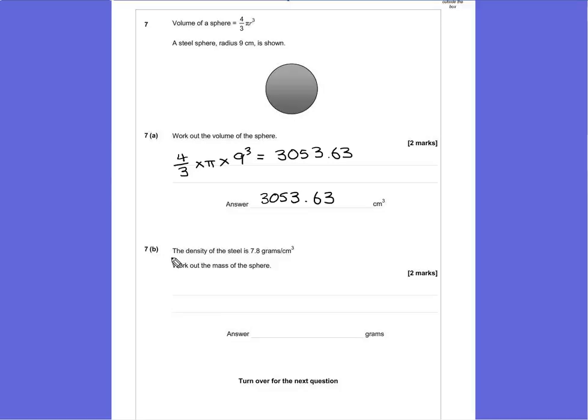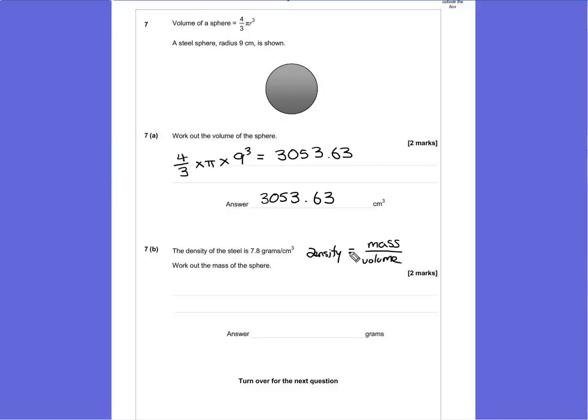For question 7b, we're told the density of the steel is 7.8 grams per centimetre cubed. Work out the mass of the sphere. Now, density is another one of these formulae that you're expected to know, but you can work it out based upon the units. What we're told here is that density is equal to grams, which is mass, divided by centimetres cubed, which is volume.